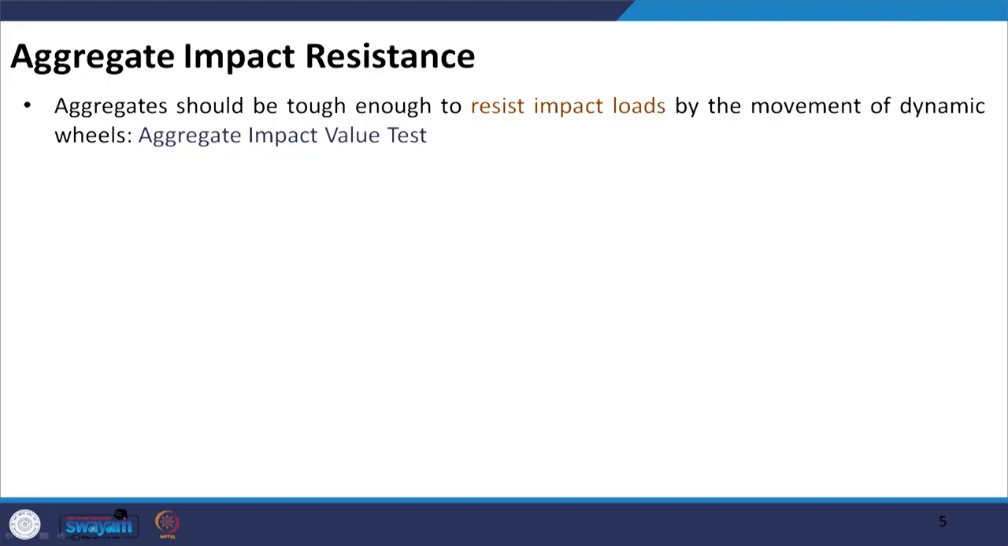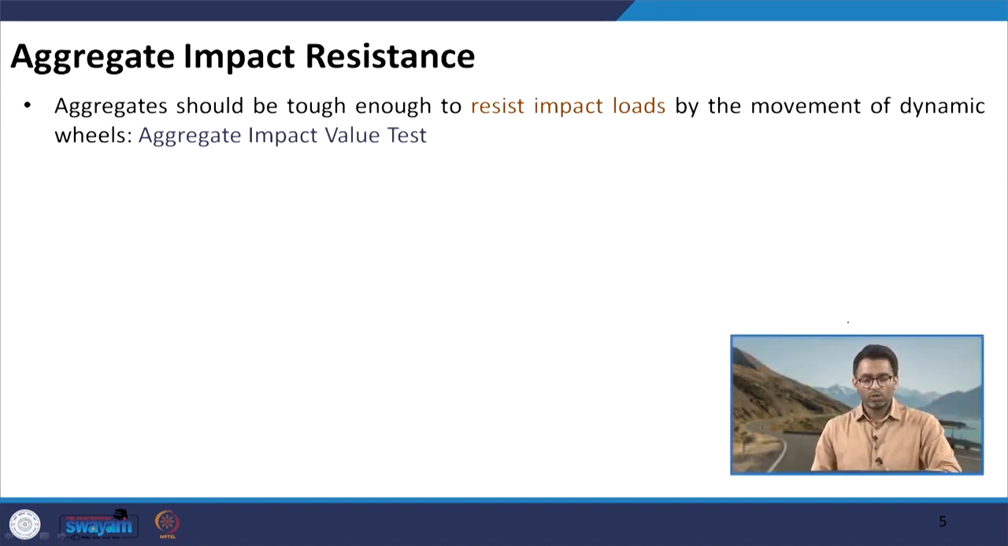So, as we move forward, as we discuss these properties, we will also discuss the correlations which have been found by other researchers with performance in relation to these properties. Of course, we are trying to find out the impact resistance because this is a measure of toughness of the aggregate. We want our aggregate to be tough enough to resist impact loads. These impact loads are assumed to come from the movement of dynamic wheels, which may not be in the similar way in which we are applying the load in the laboratory.